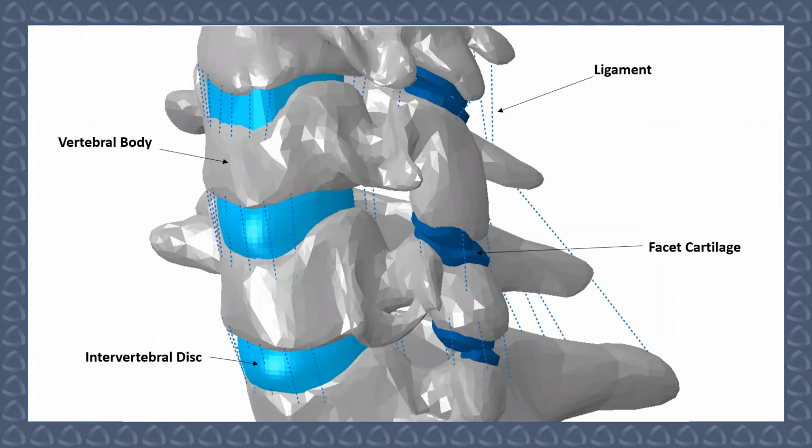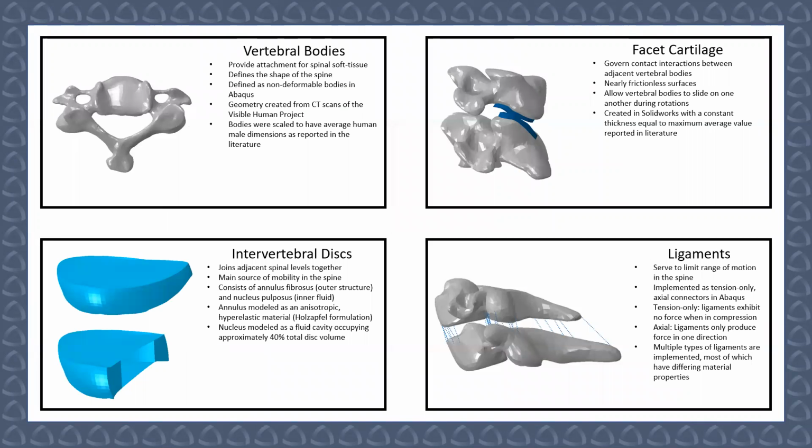So far, we have developed and implemented the four major parts of the cervical spine, which can be seen here. Unfortunately, I only have time to give a high-level view of each of these components, but this slide is here for your reference. In brief, the vertebral bodies are the bones of the spine and define its overall shape and structure. The facet cartilage governs the contact between those vertebral bodies and how they slide against one another. The intervertebral discs join adjacent spinal levels together and are the main source of the mobility in the spine. And then finally, the ligaments serve to limit the rotation of the spine to prevent injury.